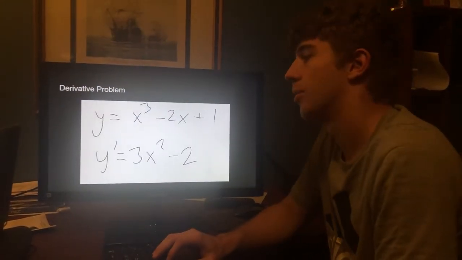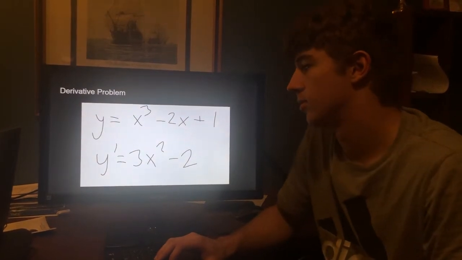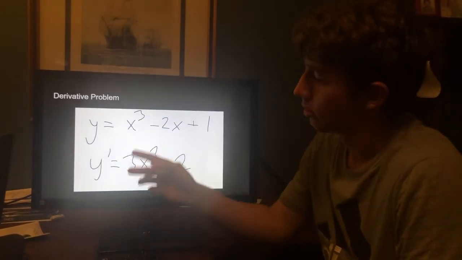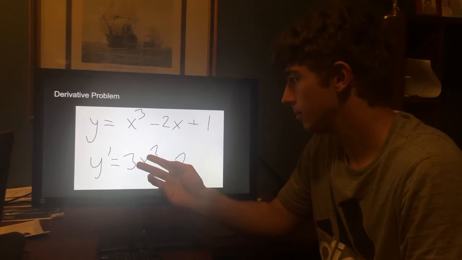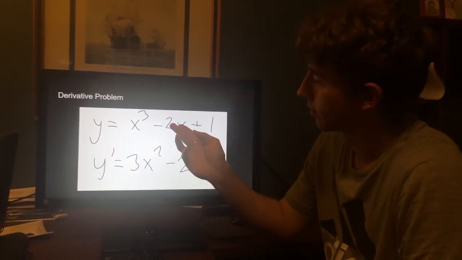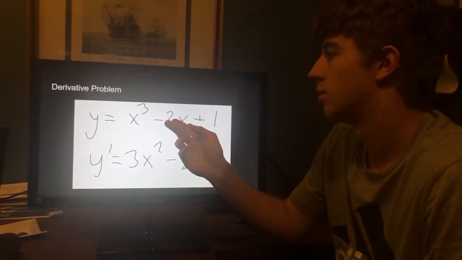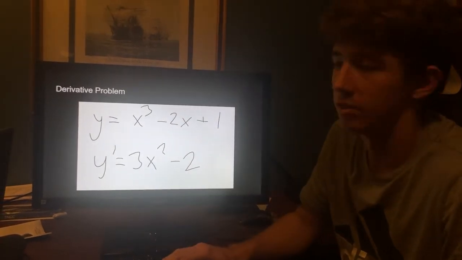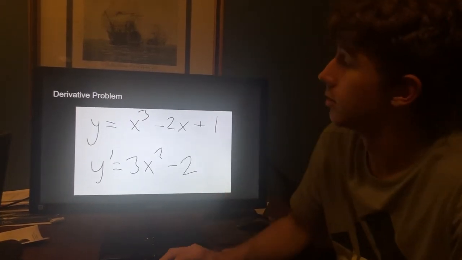And here's just a sample problem of a derivative. So y equals x cubed minus 2x plus 1. When you take the derivative of that, you use the power rule. So since it's x cubed, you bring the 3 to the front and then you go down 1 power, so it's 3x squared. And same for here, this is basically negative 2x to the first. So the negative 2 stays the same and you multiply it by 1, so it goes to negative 2. And x goes to 0, which x to the 0 is just 1, so it's negative 2. And then since it's a constant, it's just 0.